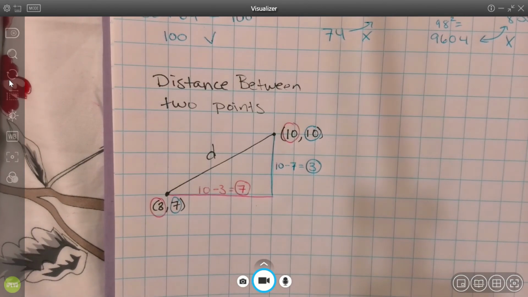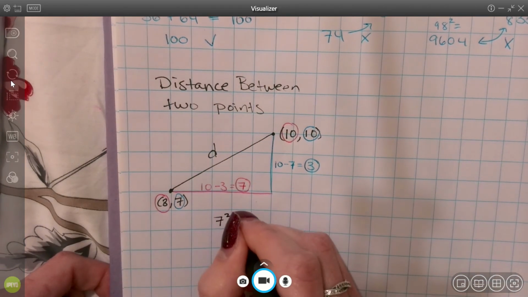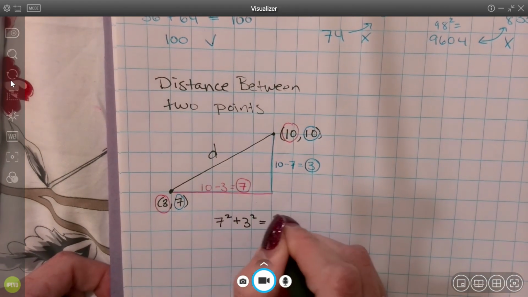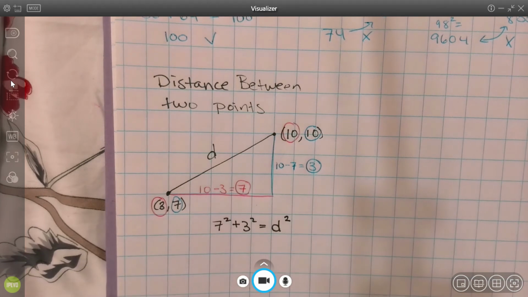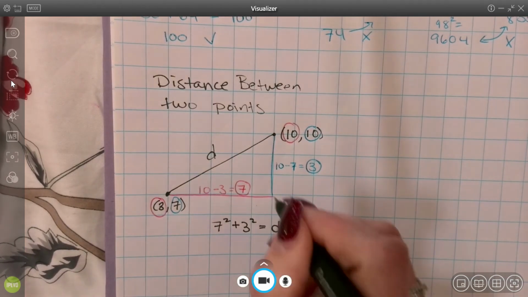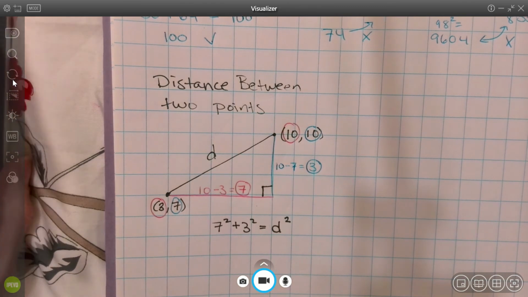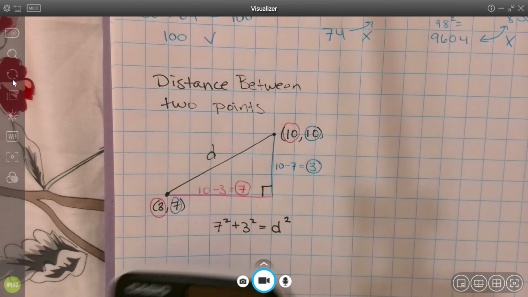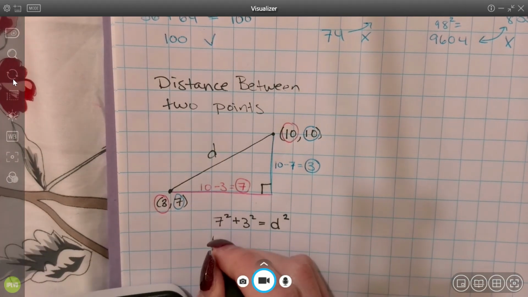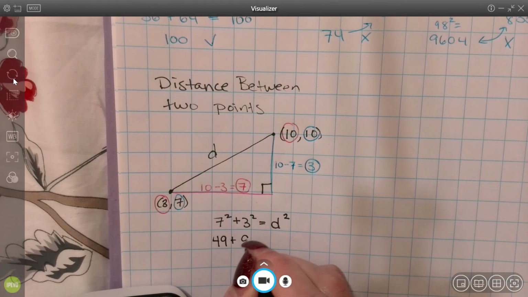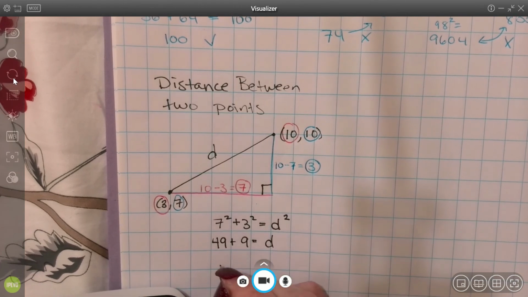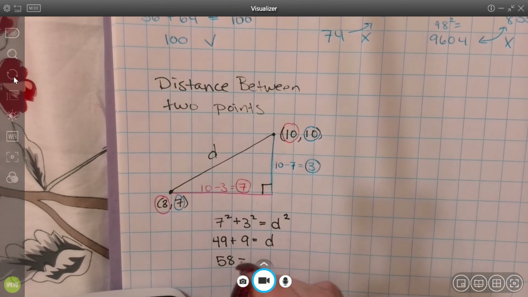Now that we have our horizontal and vertical components, we can go ahead and apply Pythagoras' theorem and say 7 squared plus 3 squared will give us the distance of our line squared. Because the distance in this case is the hypotenuse of the right-angled triangle. And I know it's a right angle because the horizontal and vertical are perpendicular, which means they meet at 90 degrees. So 7 squared is 49. 3 squared is 9, which gives us 58 as our d squared.